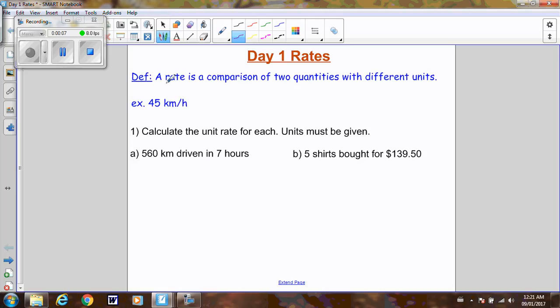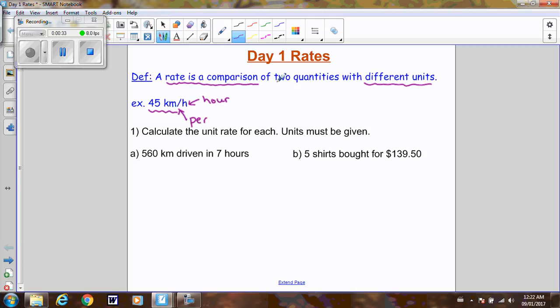A rate is a comparison of two quantities with different units. For example, if you say that someone is driving at 45 kilometers per hour, this slash here means per. What you're talking about is this person is driving 45 kilometers every hour.